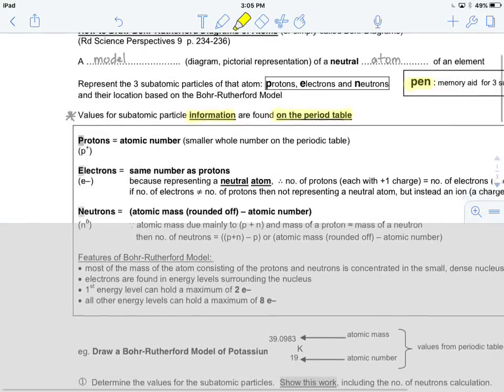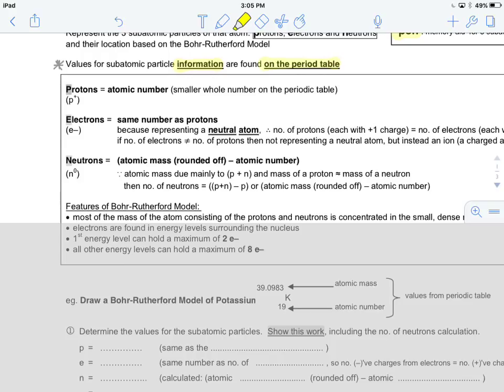So just to recall, protons, which typically carry the symbol P+, that's the atomic number. So how many protons does something have? Well, you look at the periodic table and you find the atomic number. That's how many protons it has. Electrons, E-, same deal. How many electrons does something have? Oh, I wonder what its atomic number is. That's going to tell you the number of electrons that it has, because what we're doing with Bohr Rutherford is representing neutral atoms, right? So the number of protons is going to be equal to the number of electrons.